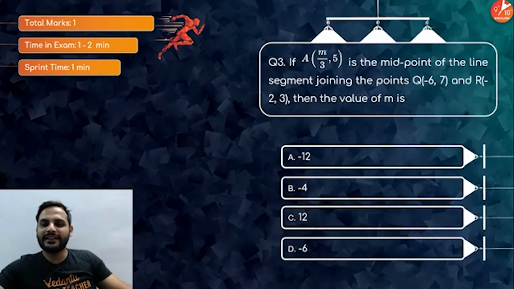Eliminate the wrong answers. ठीक है. If (m by 3, 5) is the midpoint of a line segment joining Q and R, ठीक है, then the value of m. So direct use the midpoint formula. X coordinate over here is minus 6.